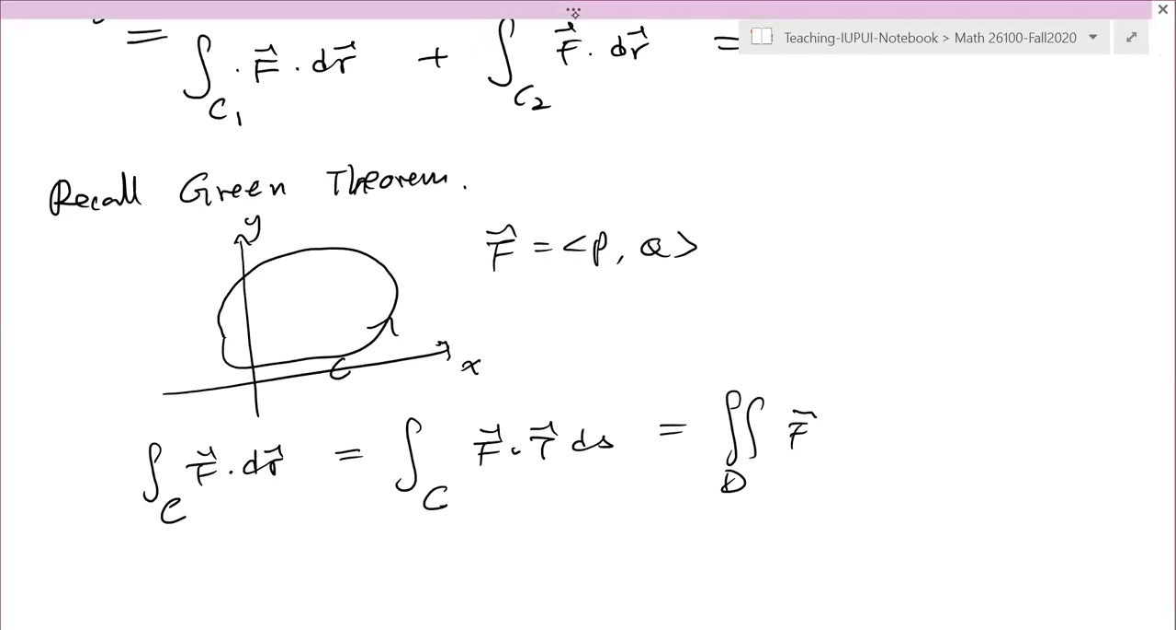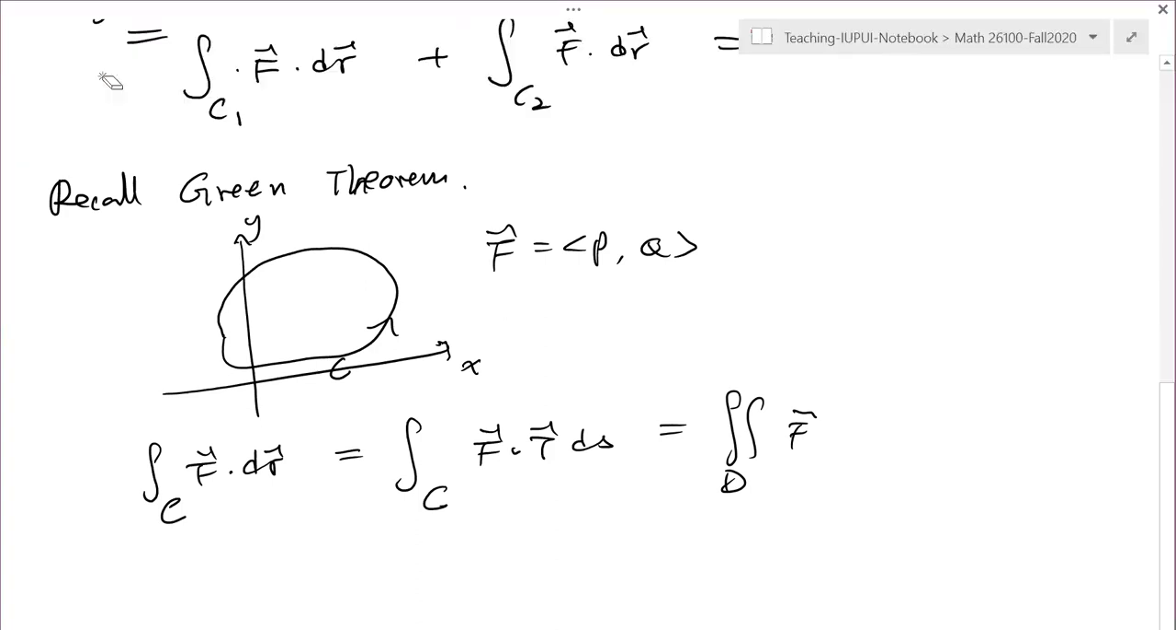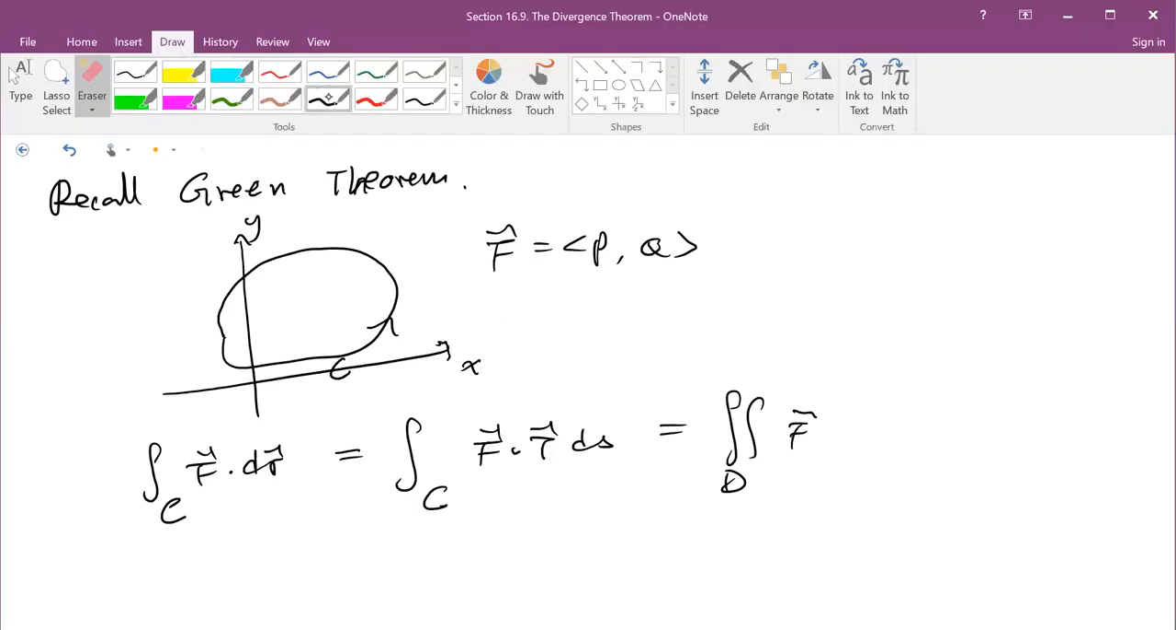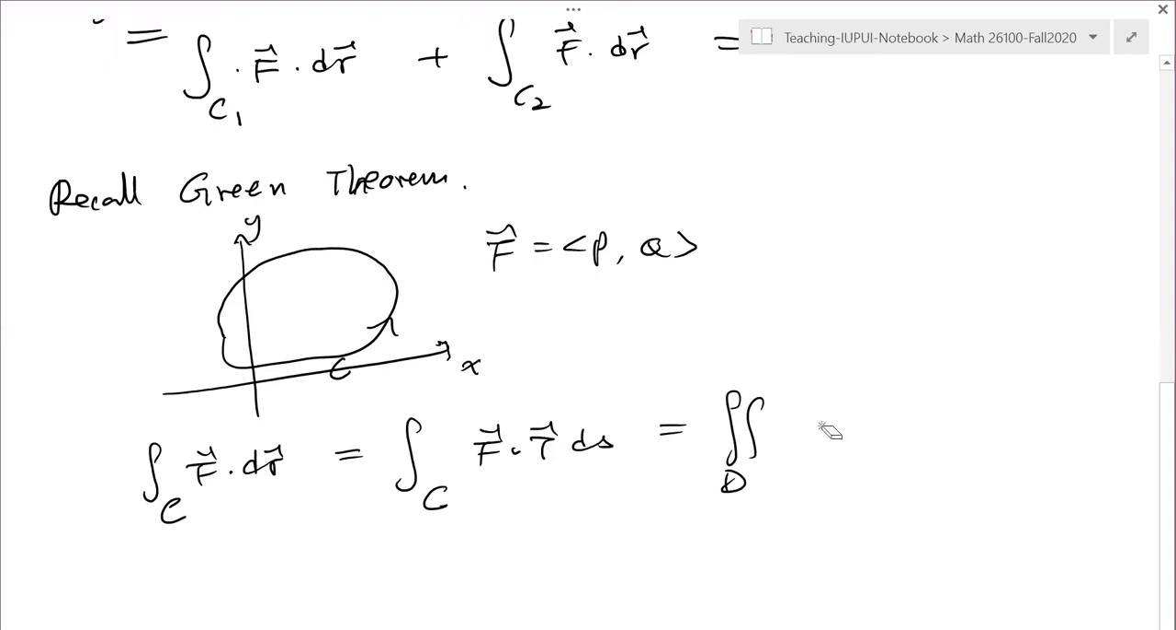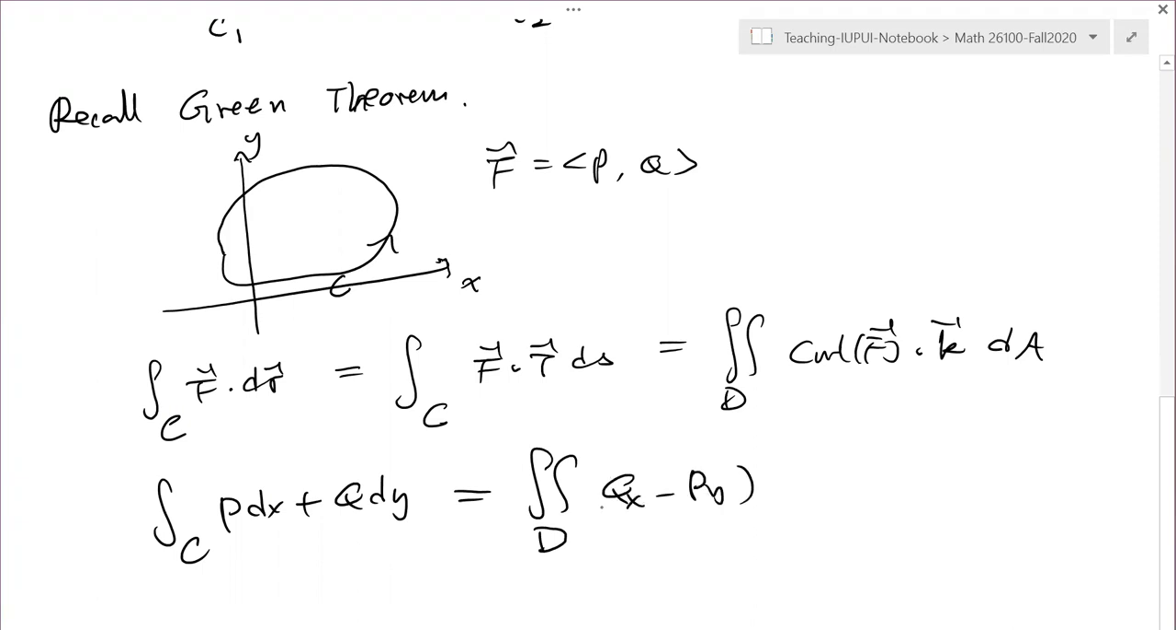Let's see, how can I describe this in more detail? If you want to use this notation, this is actually the curl of the vector field dotted with K dA, in 3 dimensions. In more detail, P dx plus Q dy is going to be the double integral of Qx minus Py dA. This is what I want.